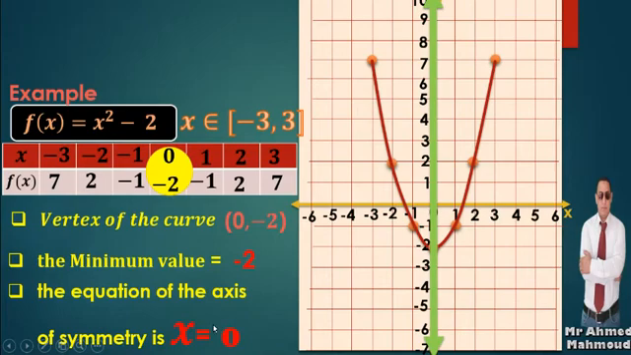Okay, another way to find the equation of the axis of symmetry is from the vertex. Here the vertex is (0, -2), so the equation of the axis of symmetry is x equals 0. From the vertex we can find three items: the vertex itself, (0, -2); the x coordinate, which is the axis of symmetry; and the y coordinate, which is the minimum value or maximum value. Another example.